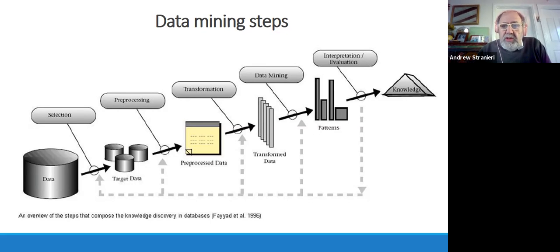Then you can do data mining, and then you can interpret or evaluate the result. And then at the end of all of that, you can say that you have inferred new knowledge. Okay? So that's the conventional data mining steps. Many of you may have seen this diagram many times.